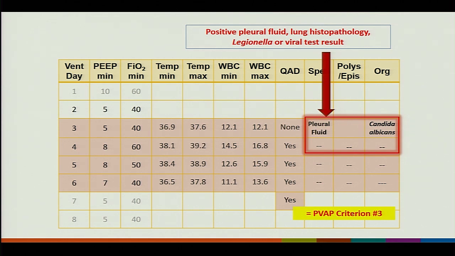And this slide demonstrates meeting PVAP criterion 3. This is a less common means for meeting the PVAP definition. A pleural fluid culture result is growing Candida albicans. Note any report of a pathogen from pleural fluid, regardless of quantity, including excluded pathogens, will satisfy this PVAP criterion.